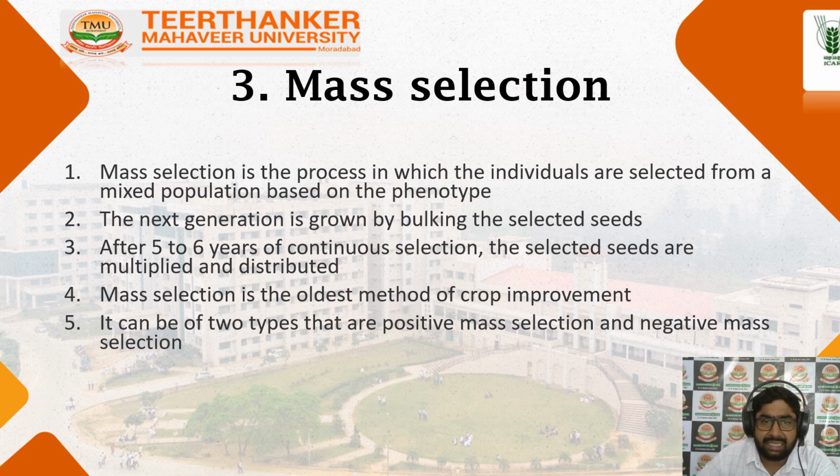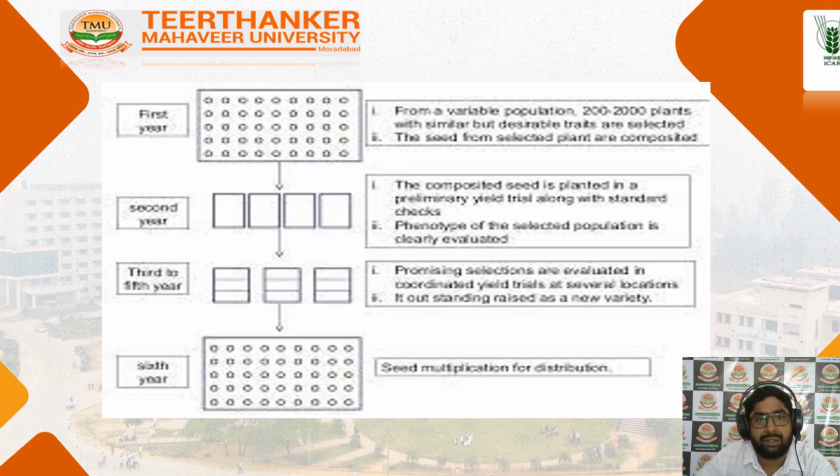In the next generation, we collect the seed in bulk, select the good type of seed and mix it, then sow it. This is the flow chart of mass selection. In the first year, we select 200 to 300 plants based on phenotype. In pure line selection, we select the seed individually, but in mass selection, we do not select the seed individually. That is the major difference between mass selection and pure line selection.